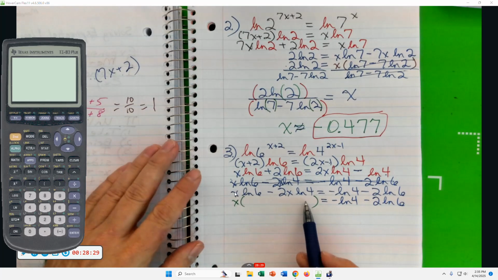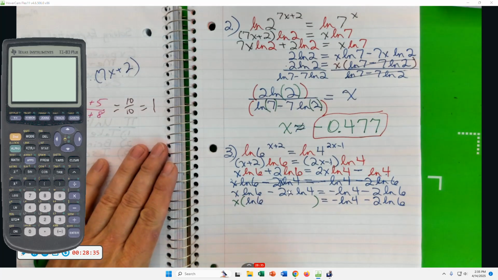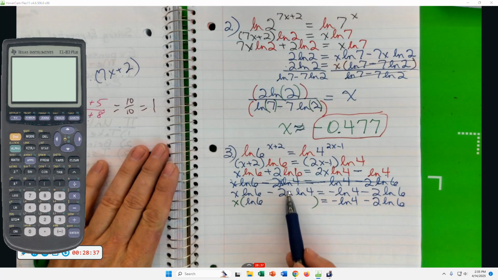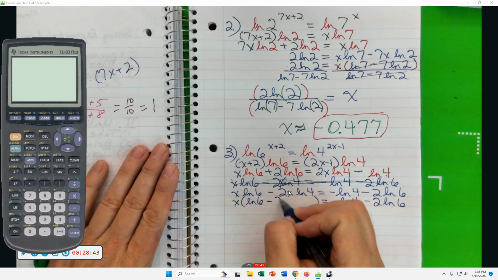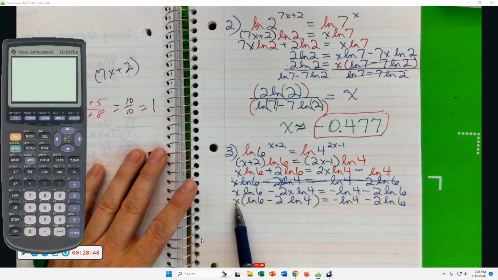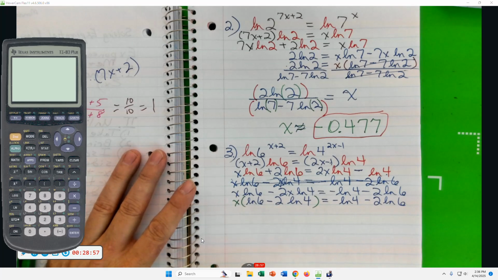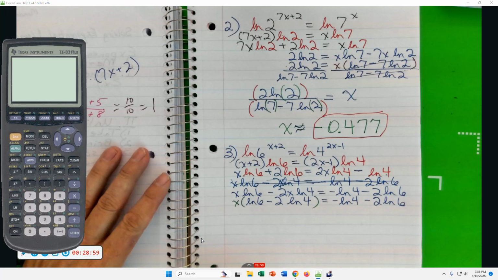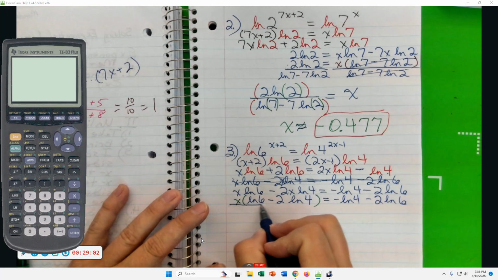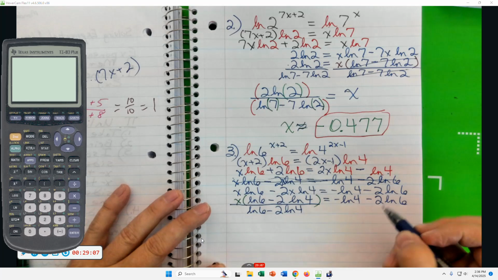Here, I'll get us started. We're going to have an LN6. What else will we have? Cover up that x. Cover up that x. What have we got left? Minus 2 LN4. Good. Once you've factored out that x, you want to get rid of that x times this messy stuff. What are we going to have to do to undo that times? Divide by LN6 minus 2 LN4.